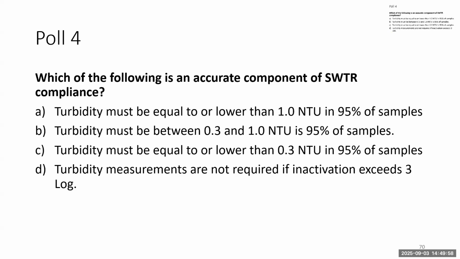It looks like we have 60% saying C, 23% A, 16% B, and nobody said D. So the answer is C. Turbidity must be equal to or lower than 0.3 NTUs in 95% of the samples. So we will allow Greg to take over.